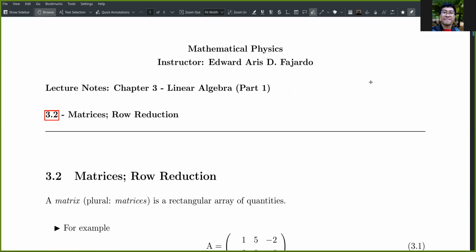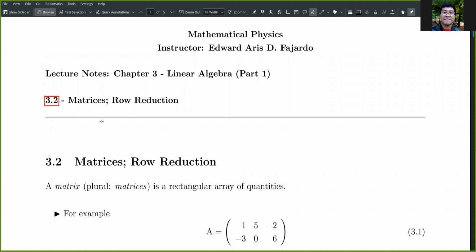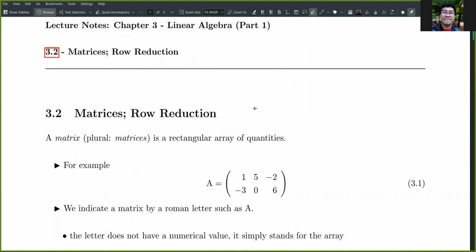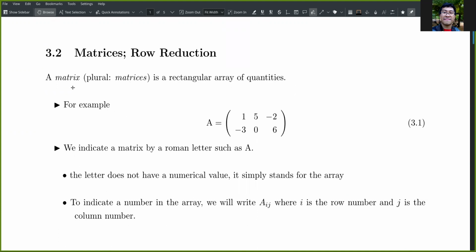Today we will talk about linear algebra. We'll start with matrices and also talk about row reduction. A matrix, in the plural form matrices, is simply a rectangular array of quantities.